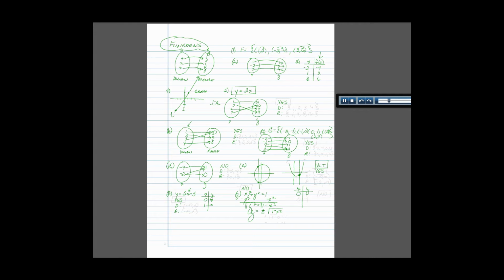So for example, if I put in a 0 here, I would have square root of 1 minus 0, and I would have the positive of that, which is 1, and I'd have the negative of that, which is negative 1. So I would end up with two different y's for the 0. So is that a function? No, it's not a function because it generated two y's.